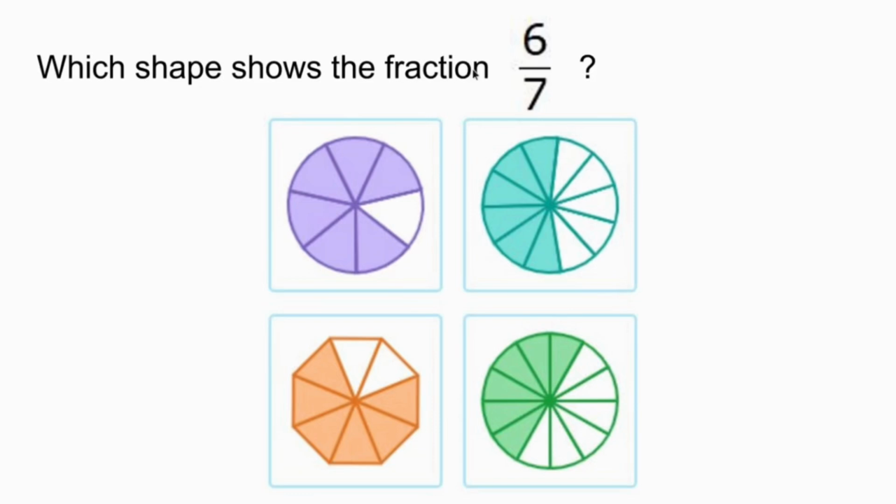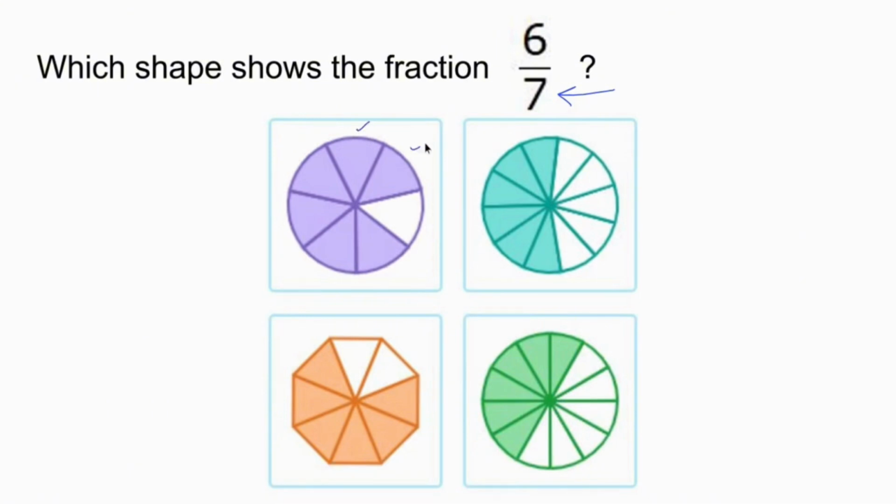Which shape shows the fraction 6 out of 7? Well, 6/7 means we want the fraction of shaded pieces over the total pieces. So why don't we try to find out which of these shapes have 7 equal pieces total?